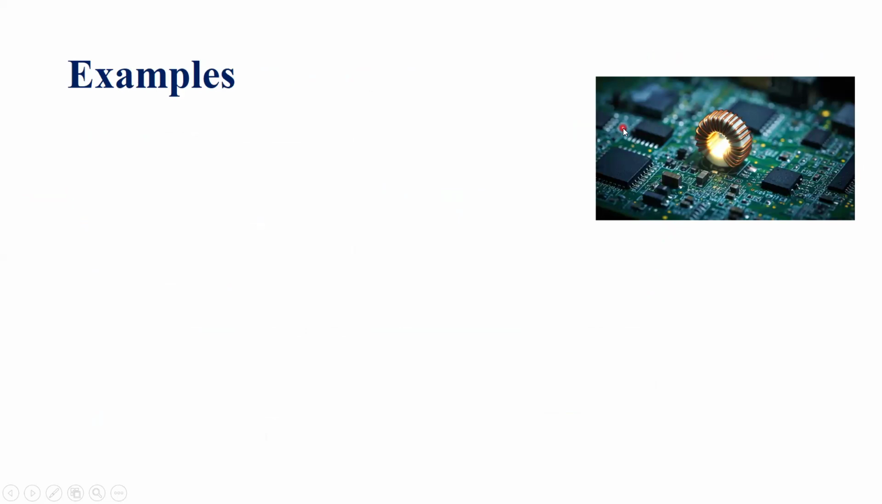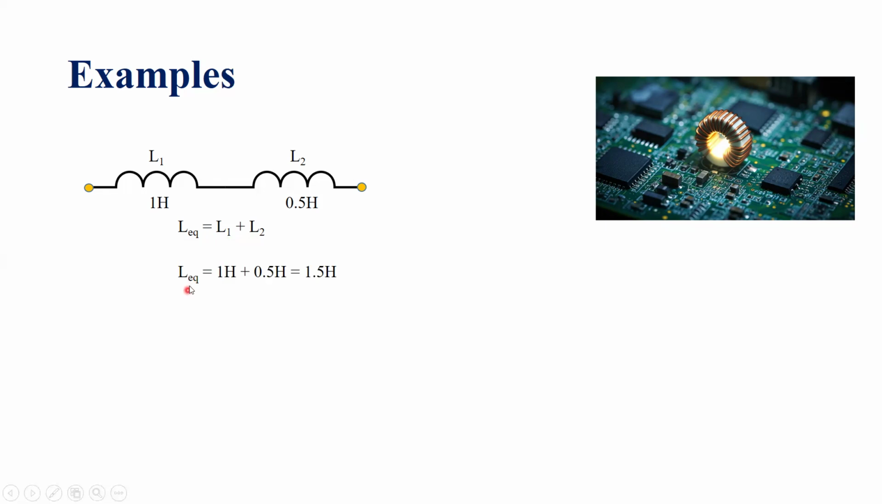Now let us have a few examples with real world values of the inductors. For example, L1 and L2 are given as shown. The value of L1 is 1 Henry and the value of L2 is 0.5 Henry. As we know, in series combination, L equivalent is the sum of the two inductors, L1 plus L2. Therefore, we can write L equivalent will be L1 plus L2, that is 1 Henry L1 and 0.5 Henry L2. The total or net inductance of this network is therefore 1.5 Henry.